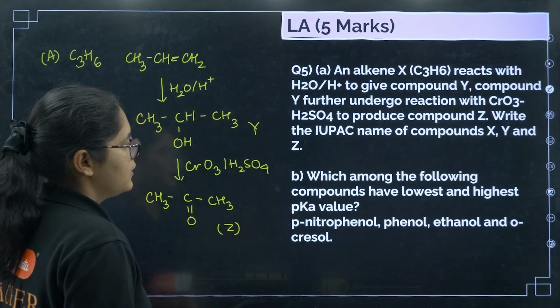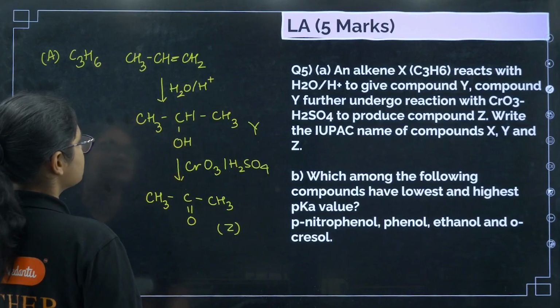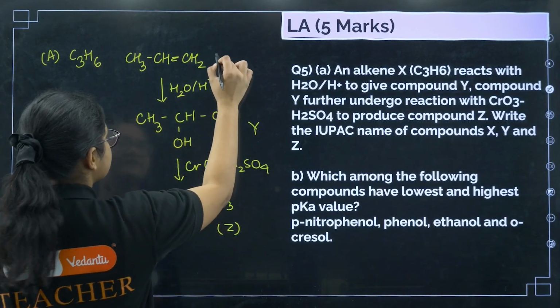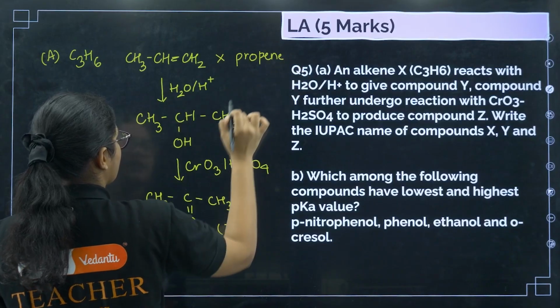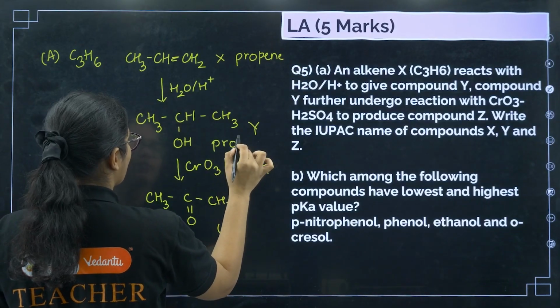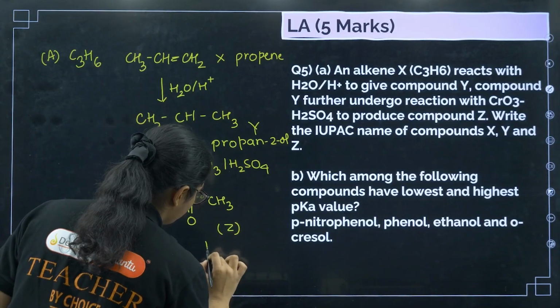Okay, next we have, write the IUPAC name of X, Y and Z. So which is your X? This is X, which name is propene. Then Y is propan-2-ol. Then Z is propanone.